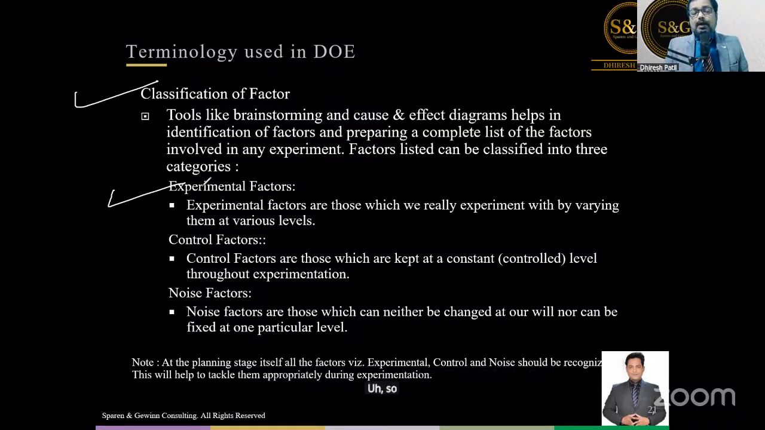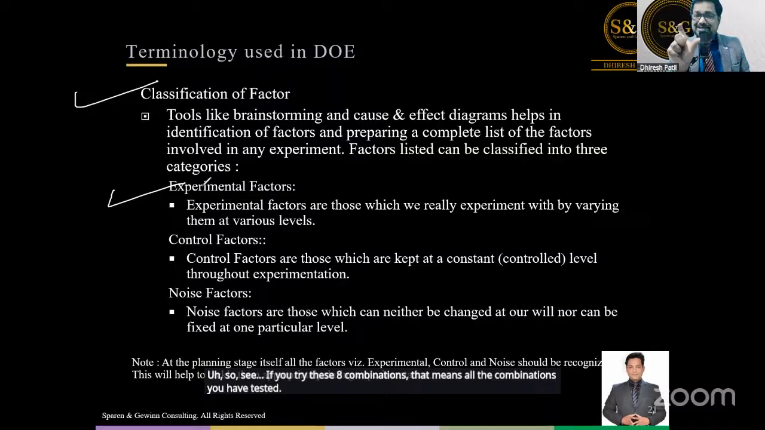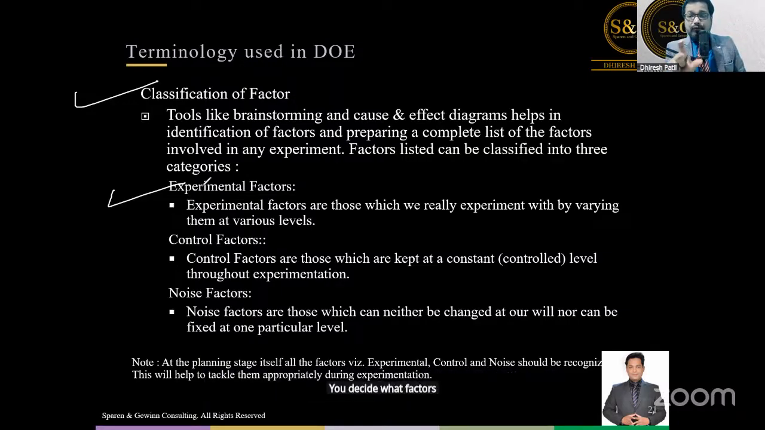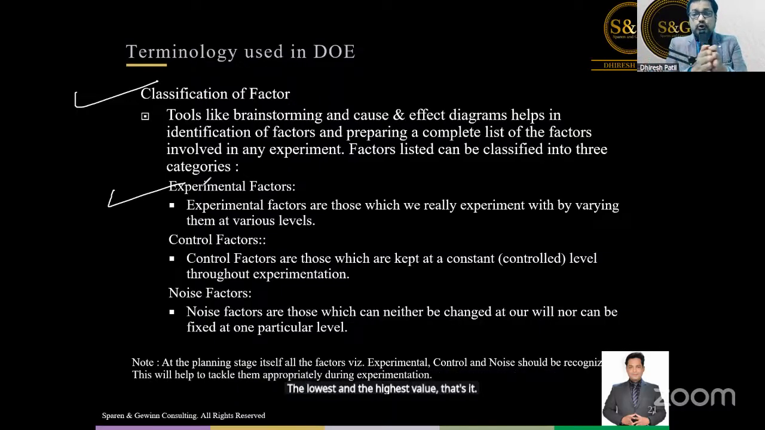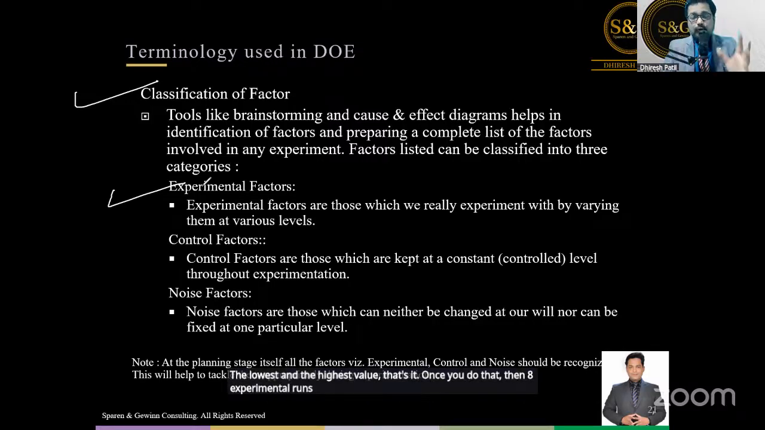So see, if you try these 8 combinations, that means all the combinations you have tested. You decide what factors are important or critical for you. And for every factor, you decide the lowest level and the highest level. It requires some domain knowledge, some scientific study, just to set the lowest and the highest value. Once you do that, then 8 experimental runs are good enough to give you the best setting, the best combination.